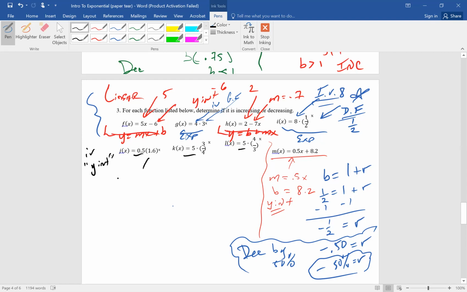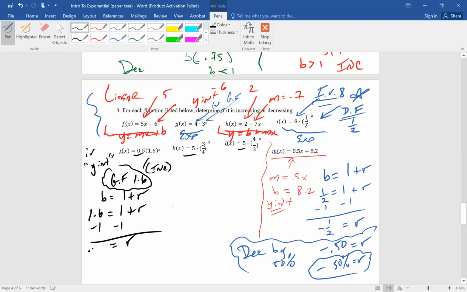J of x has a growth factor of 1.6. And if I ask you, it's 1.6, so it's increasing because it's over 1, right? And if I ask you for the rate of increase, if you can't see it, just calculate it off to the side. So here's 1.6 minus 1. So 0.6 or 60%. Remember, I kicked that decimal to the right 2 spots if I want to talk about it. Oh, 60% rate of increase.